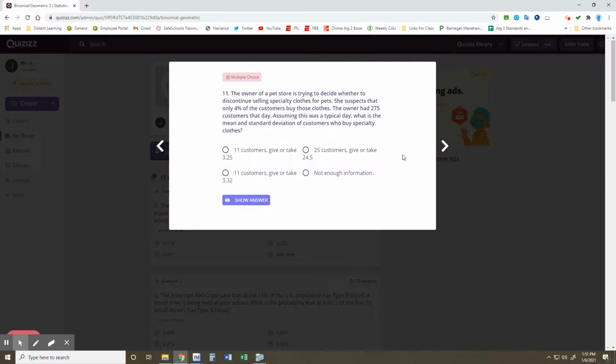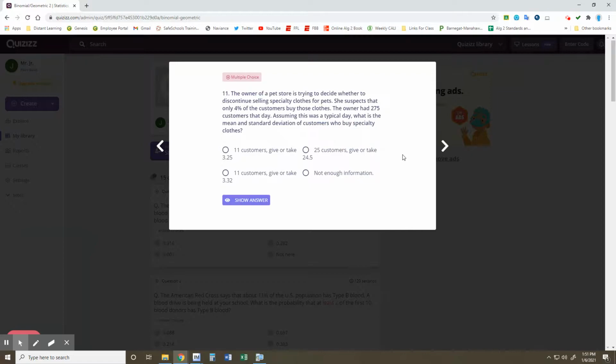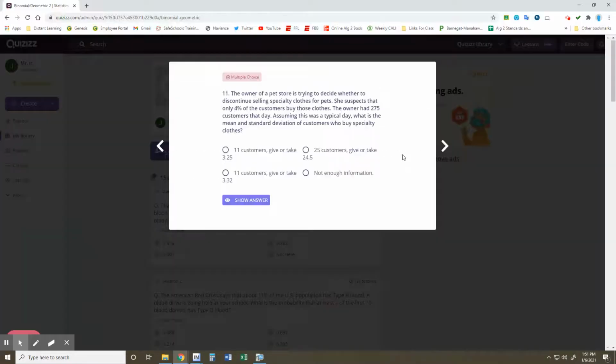Now, I apologize for this one because I said not to worry about the standard deviation. But the mean would be 0.04 times 275, which would be the expected number of successes. And I apologize. There is a way of calculating the standard deviation, but I am not going to assess you guys on that for this problem. I'll just show you the answer here. It should have been that one. So if you picked this one or the other 11 customer one, I'm not going to fault you on that. That's probably where the thing messed up.